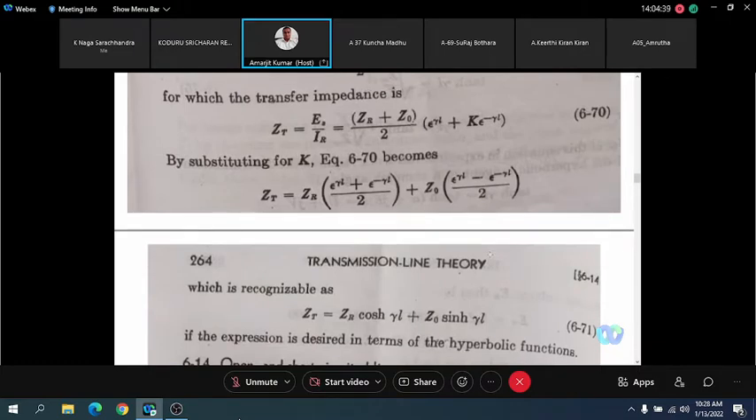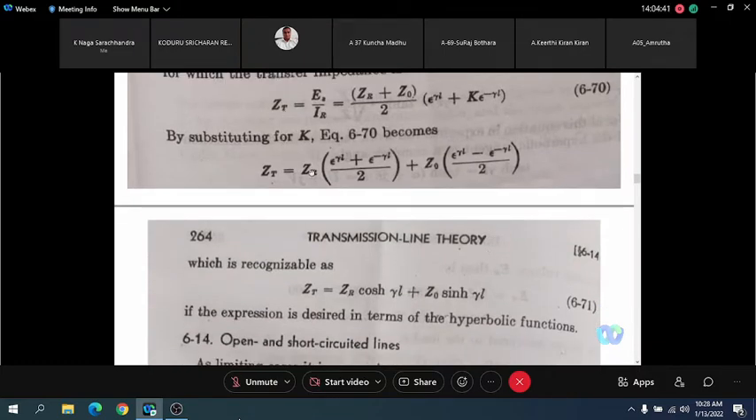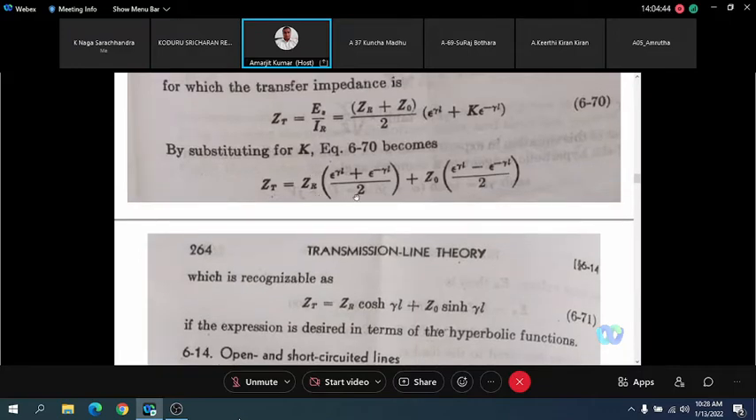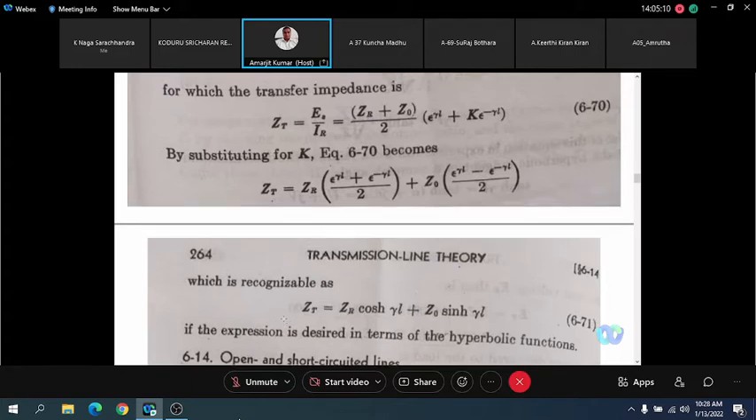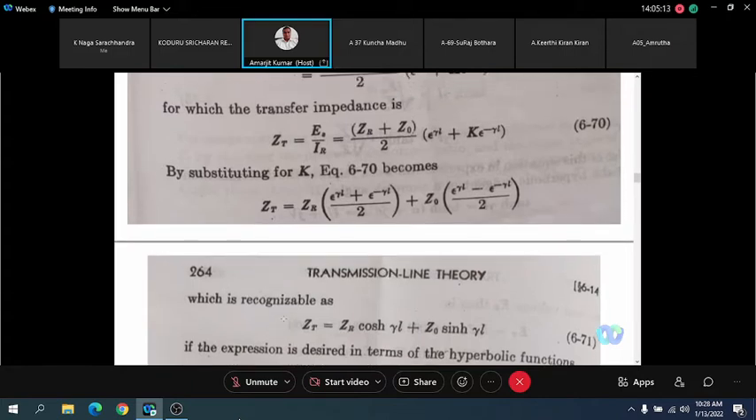So put the value of K. You will get ZT is equal to ZR into e to the power gamma L plus e to the power minus gamma L over 2, which is equal to cos hyperbolic gamma L, and similarly plus Z naught into sin hyperbolic gamma L. So basically the transfer impedance ZT is equal to ZR into cos hyperbolic gamma L plus Z naught into sin hyperbolic gamma L. So this is the transfer impedance.